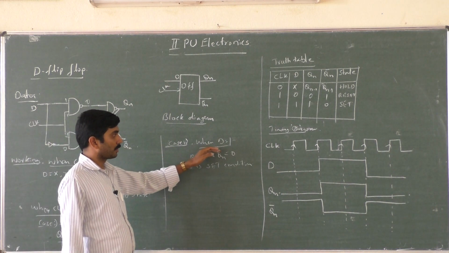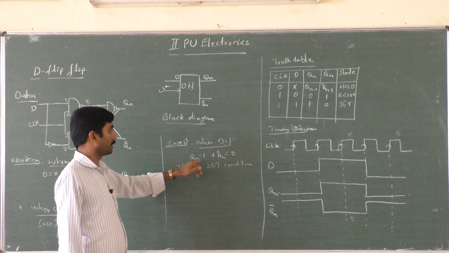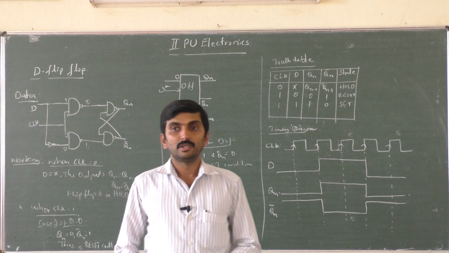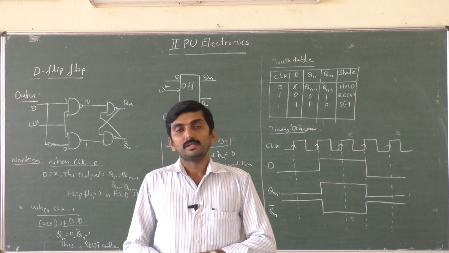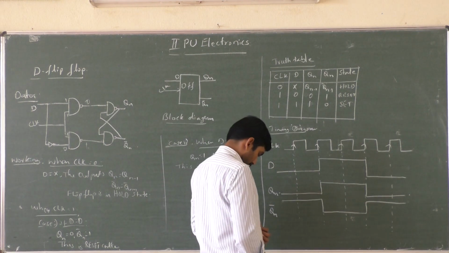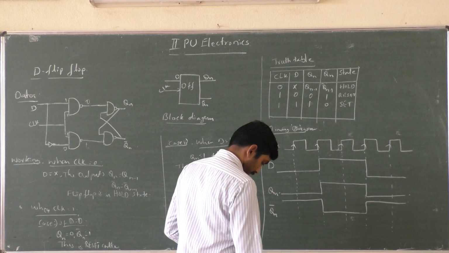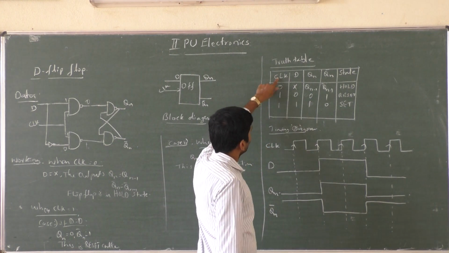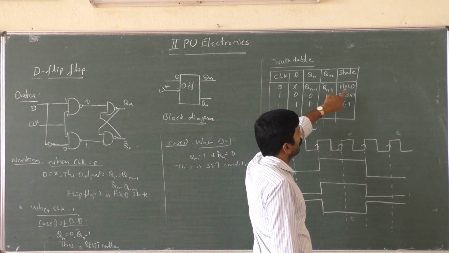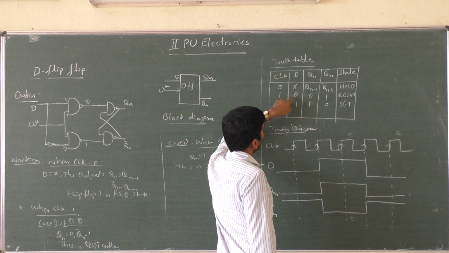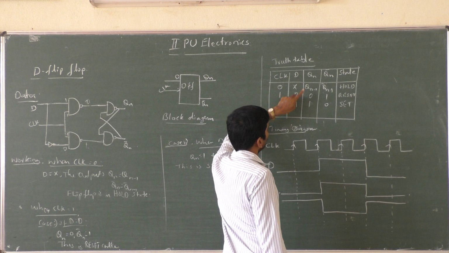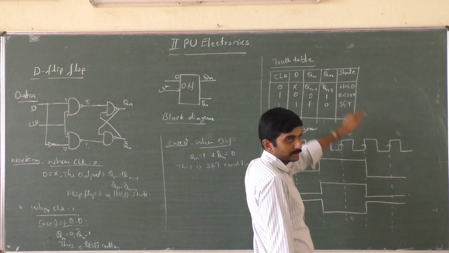See, when the clock equals 1 and D equals 1, Qn equals 1 and Qn bar equals 0, this is the set condition. Finally, if I conclude the analysis, that becomes the truth table. Here, clock equals 0, D equals x, Qn equals Qn minus 1, Qn bar equals Qn minus 1 bar: hold state. If clock equals 1, D equals 0, Qn equals 0 and Qn bar equals 1: reset. If clock equals 1, D equals 1, Qn equals 1, Qn bar equals 0: set condition.